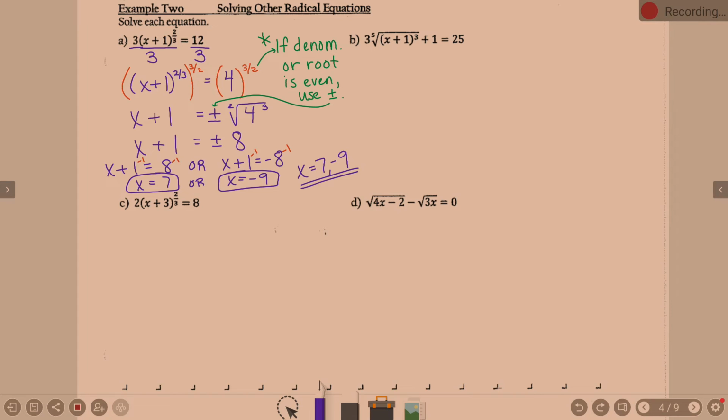Ready to try another one? Maybe, maybe not. Maybe. Okay, let's try B. Now, do you realize what that's reading as? 3 times the fifth root of x plus 1 to the third, plus 1 equals 25.